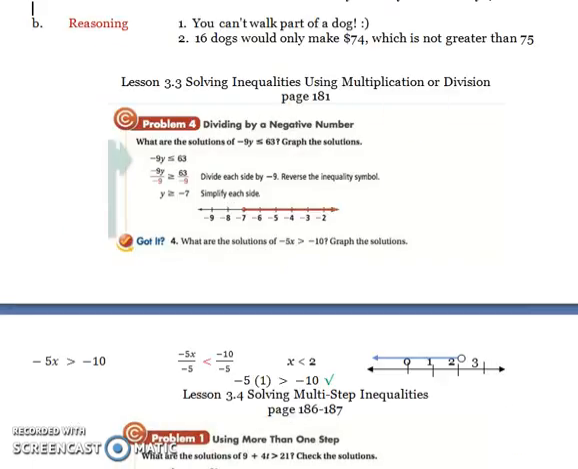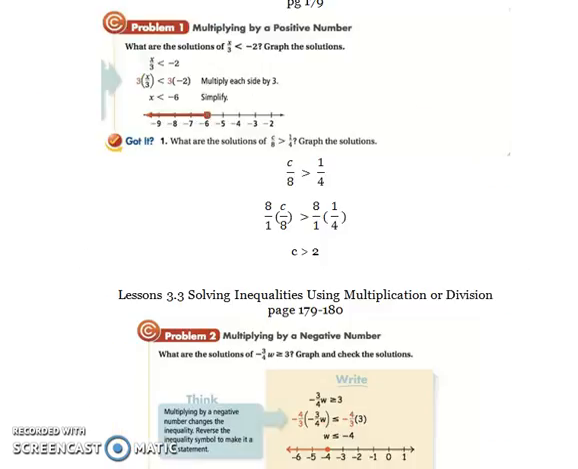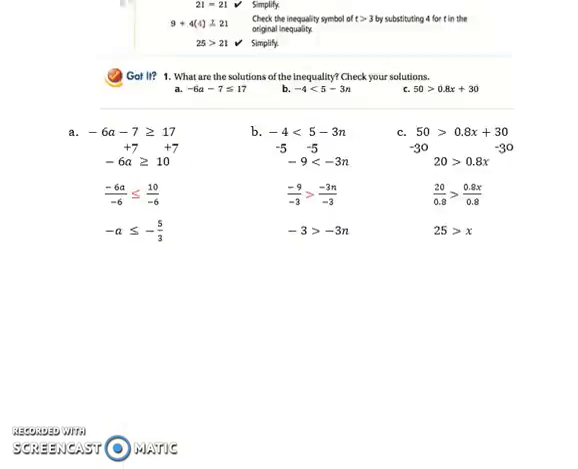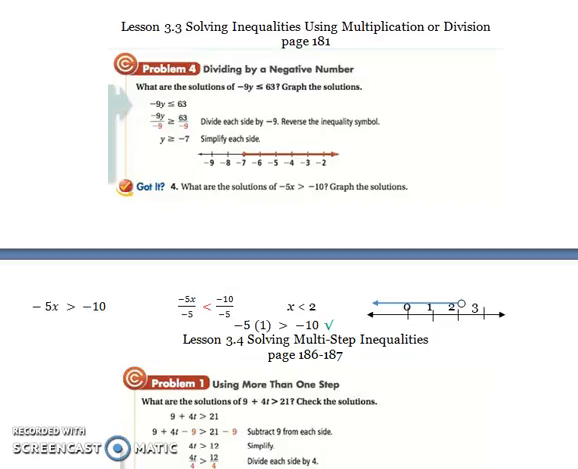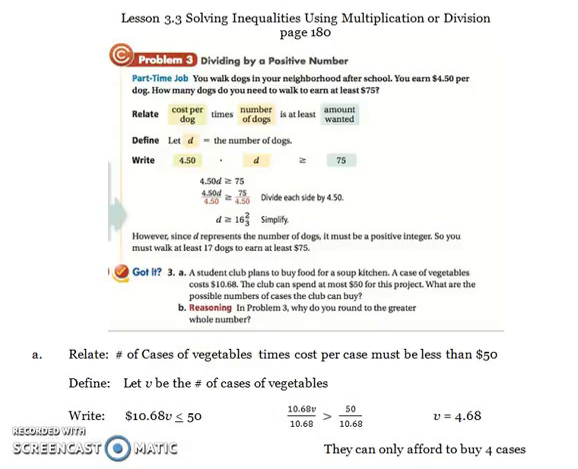Part B, sorry. Oh, where'd I go? Come back here. I'm confused. I'm up here.